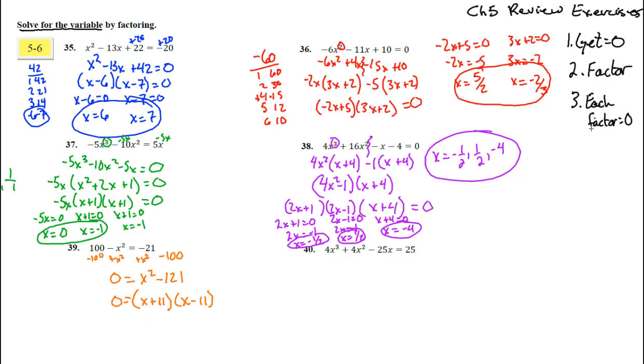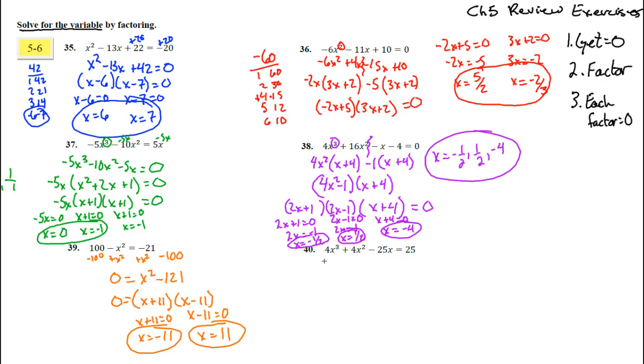Now on to step 3. Each factor must equal 0. x plus 11 equals 0 gives us x equals negative 11. There's one of the answers. And then x minus 11 equals 0 gives us the other answer of x equals 11. Great. Okay, and the last one.